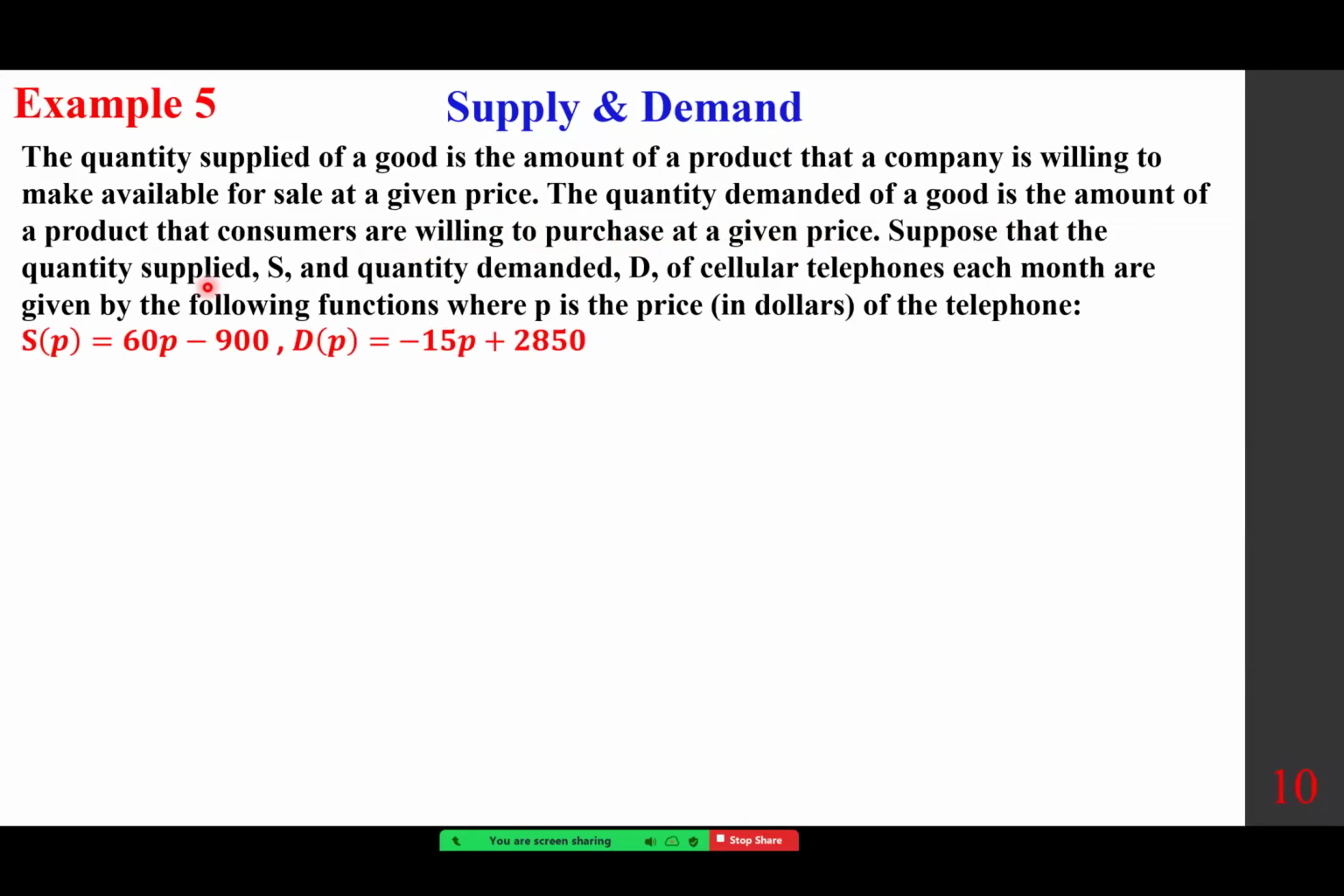Suppose that the quantity supplied S and quantity demanded D of cellular telephones each month are given by the following functions, where P is the price in dollars of the telephone. So S of P is 60p minus 900, D of P is minus 15p plus 2850.